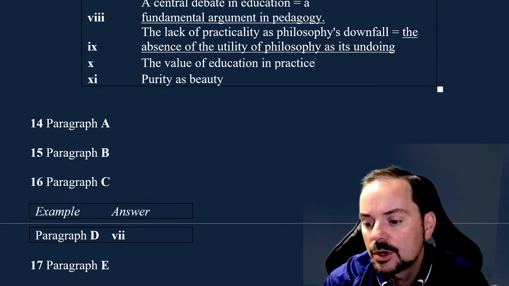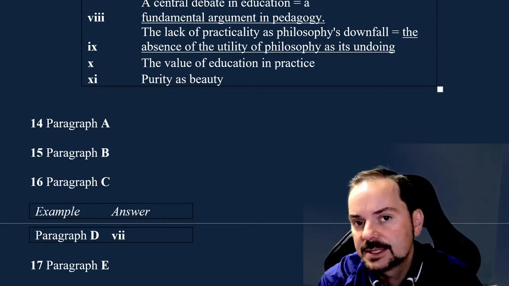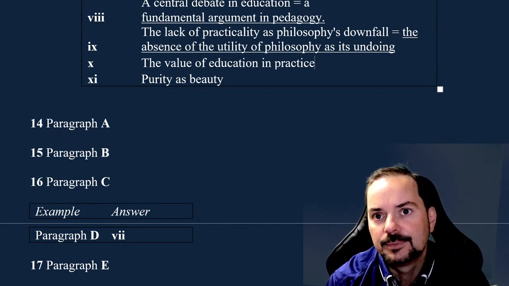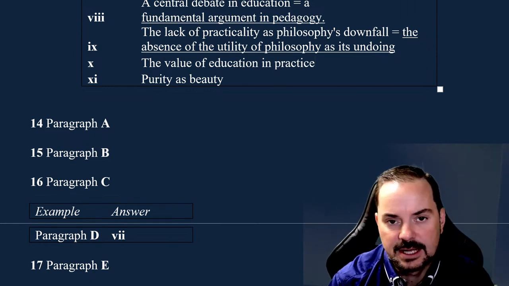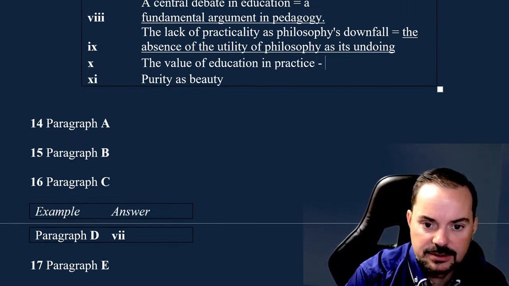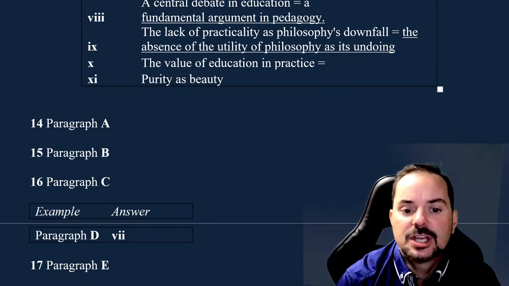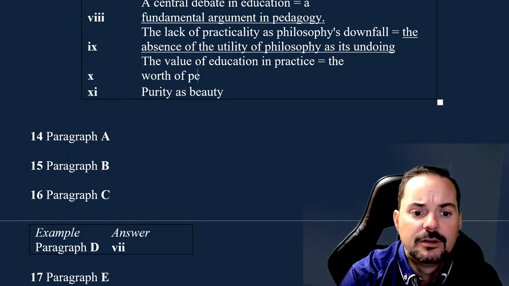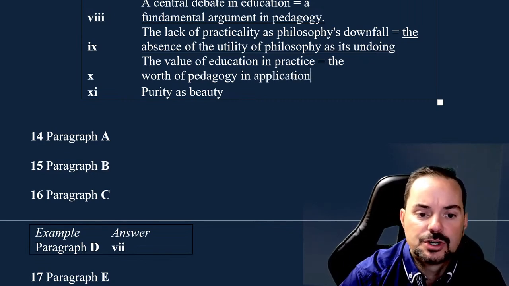Romelia, shortcoming is okay. However, it's not quite the same as downfall. Downfall means it finishes, it ends. Shortcoming means it's incapable, or it's inability. It's not quite the same as downfall. So just keep that in mind. Okay, we often do kind of use it that way, but it's not the same. The value of education in practice. So the worth of pedagogy in application. Sure.